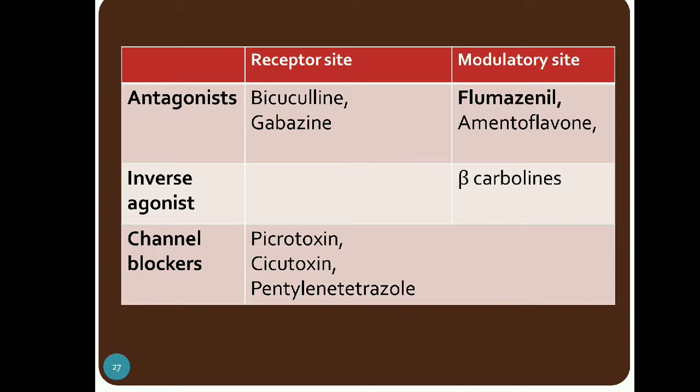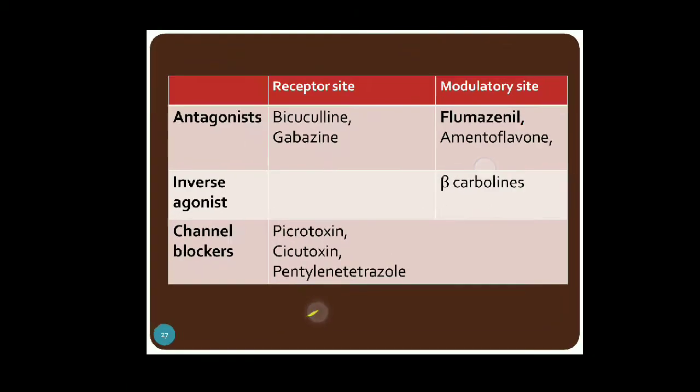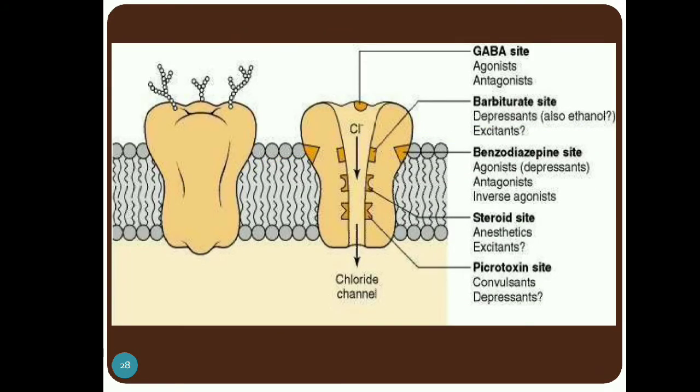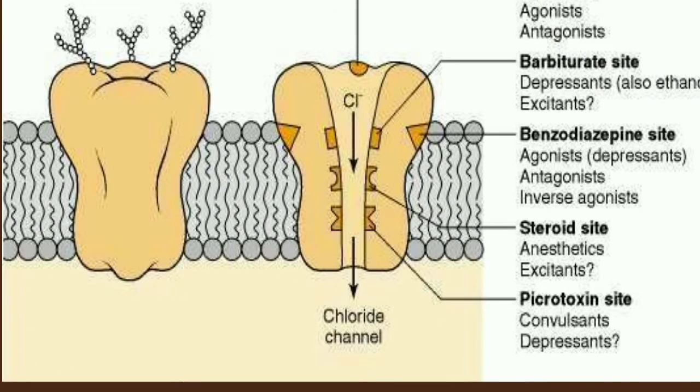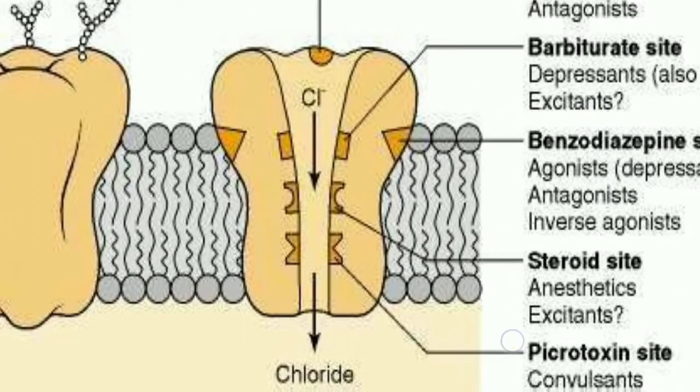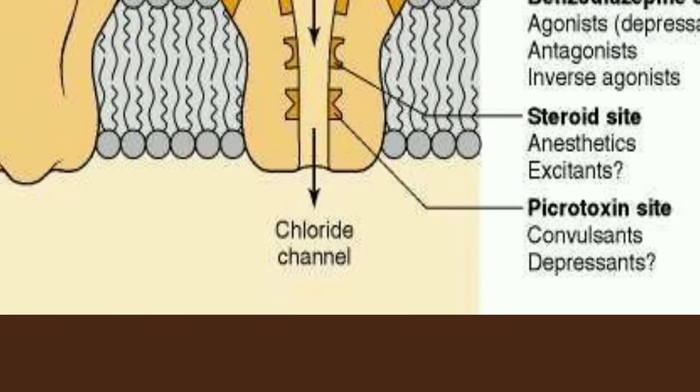This is the GABA site: agonist and antagonist; barbiturate site: depressant, excitant; benzodiazepine site: agonist, depressant agonist, and inverse agonist; steroid site: anesthetics, excitant; picrotoxin site: convulsant, depressant, chloride site. Okay, we have already discussed it.